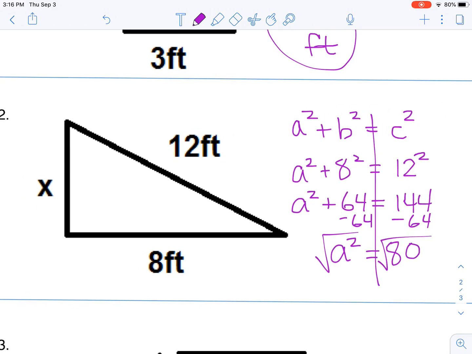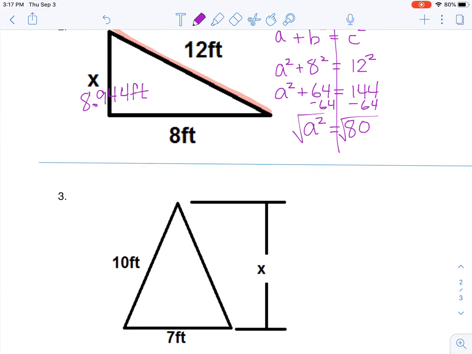And that means that this x is 8.944. And I'm always going to kind of guess if that seems right or not. I know by the picture that does not seem right, but the picture is obviously not drawn to scale. What we want to think about is, is this hypotenuse still the longest piece in that triangle? And yes, it is. So we're okay with our answer.